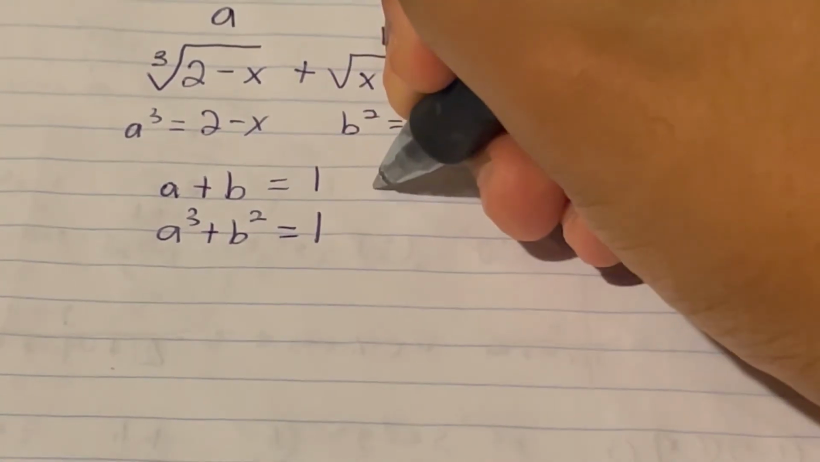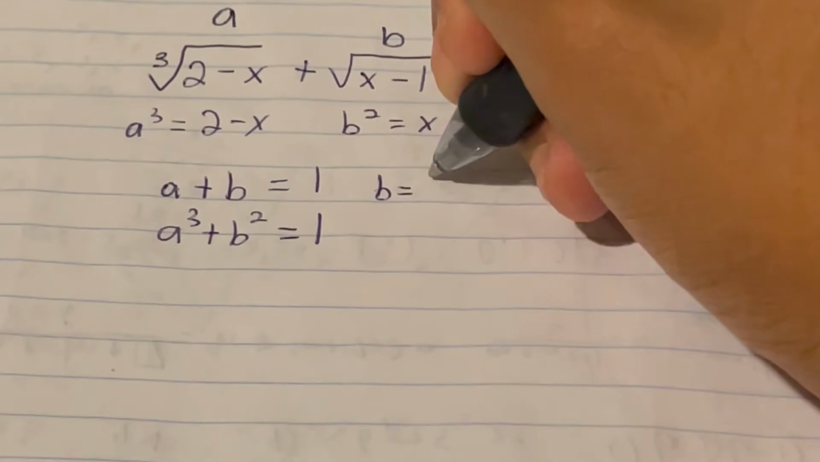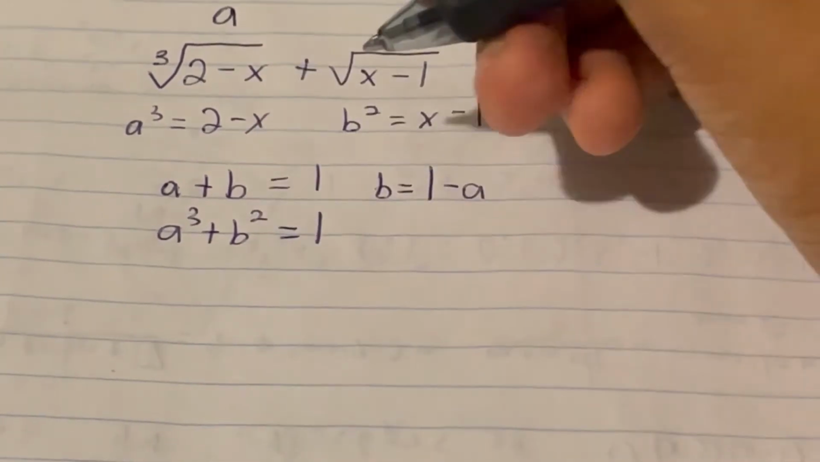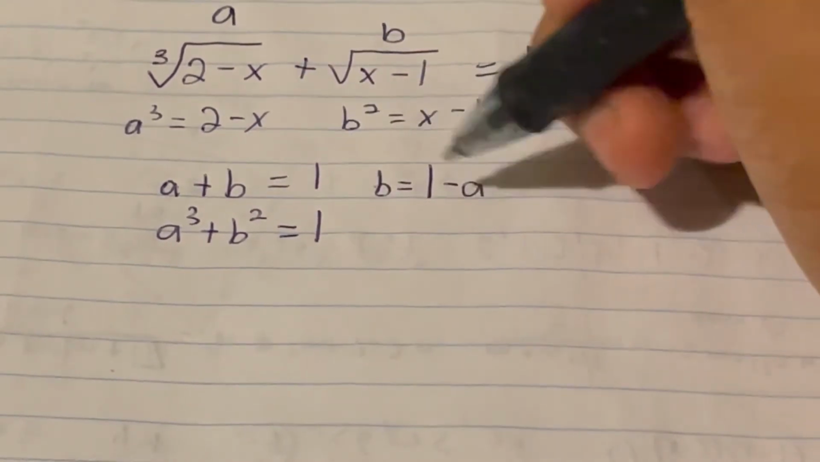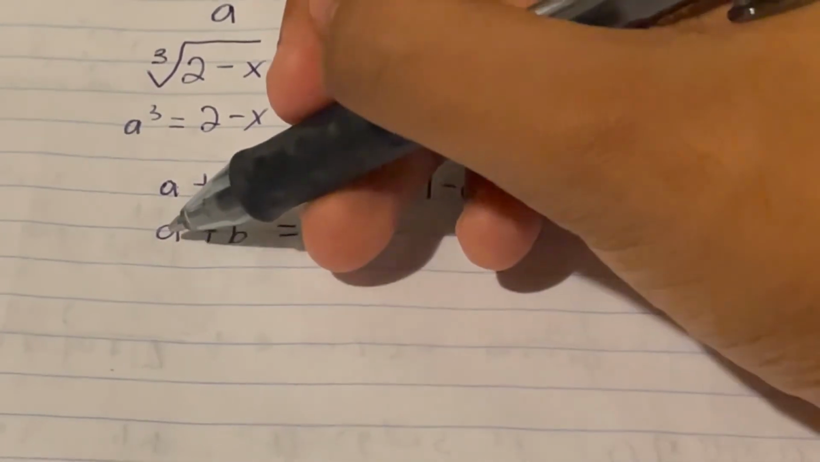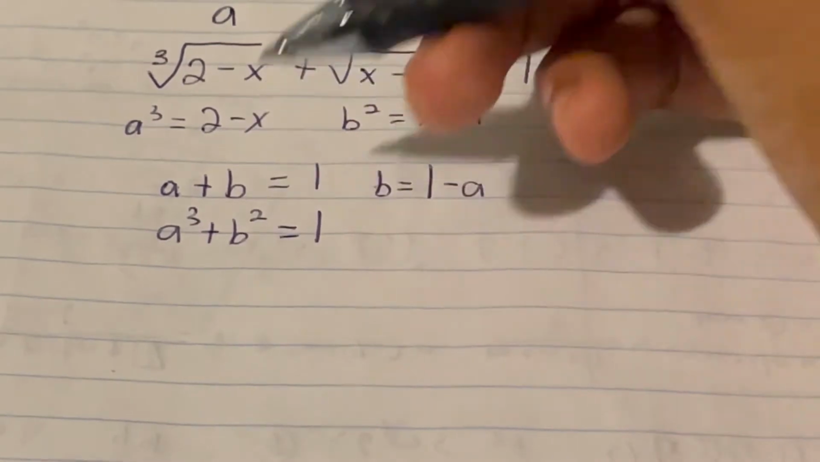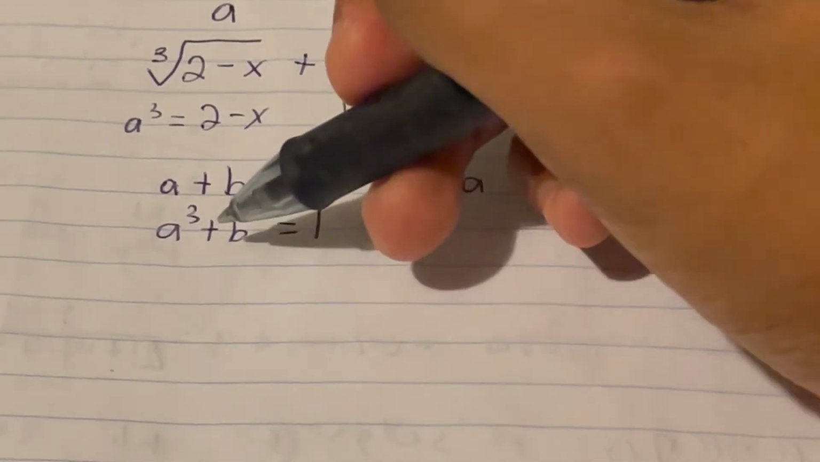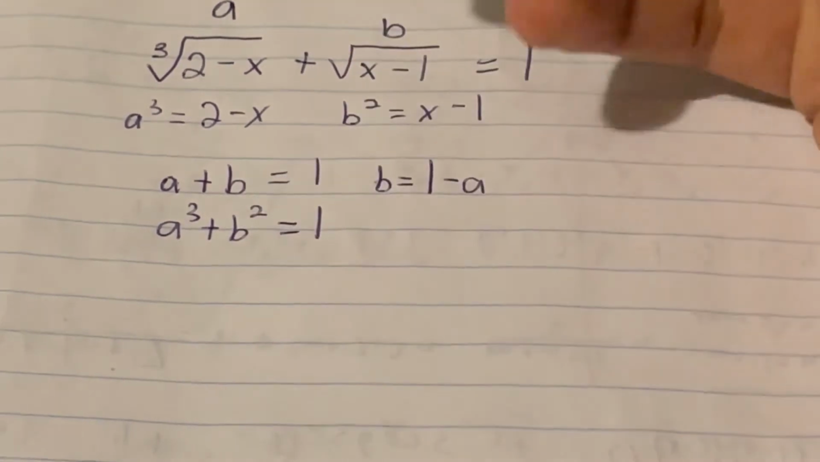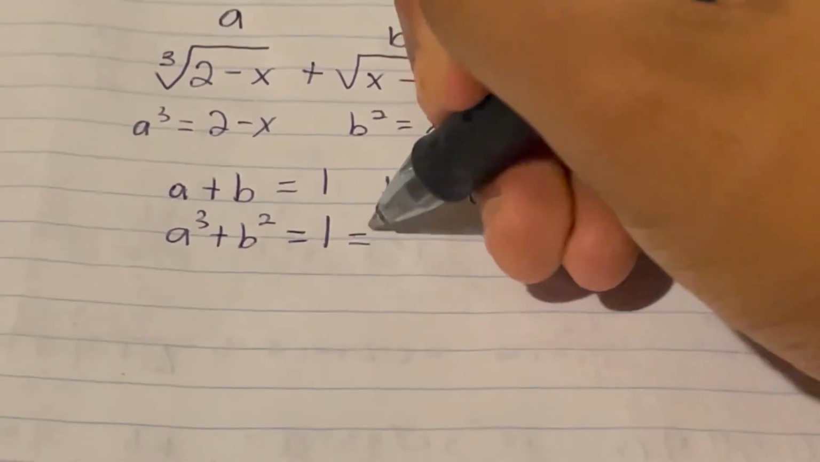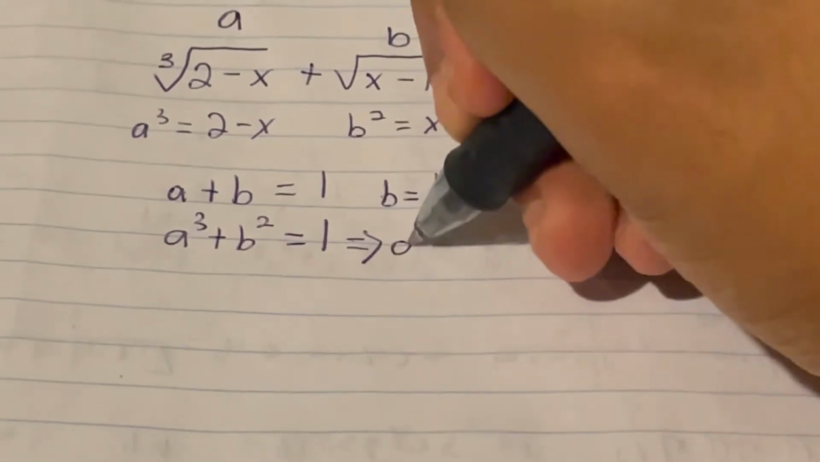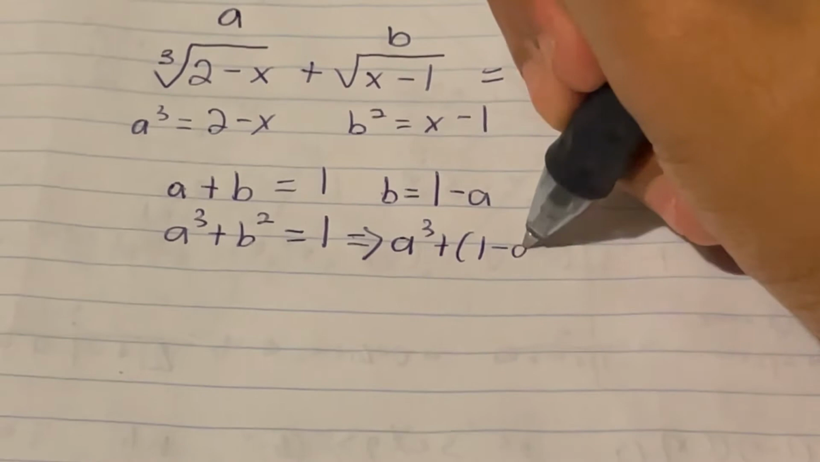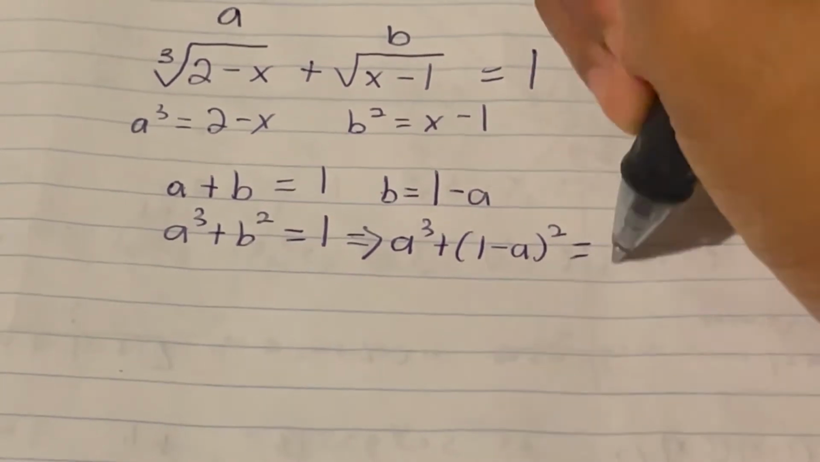Let's set b equal to 1 minus a, and let's plug this back into here. I didn't set a equal to 1 minus b because then we'd have to plug something into the a, then we'd have to cube it, and it would get a little bit messy. But with b equals 1 minus a, we'll only plug it into the squared variable. So this equation becomes a cubed plus (1 minus a) squared equals 1.